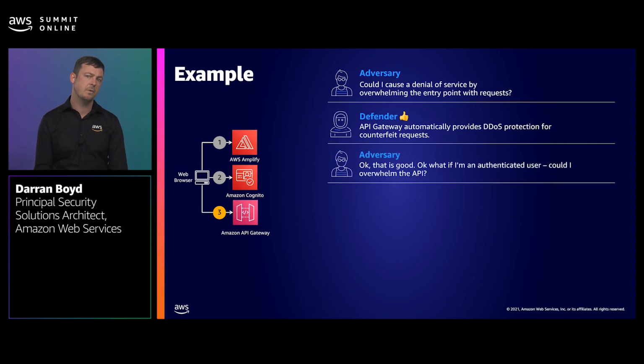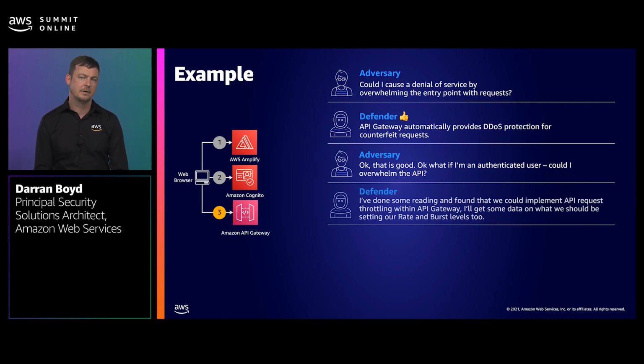The adversary then wonders, what if they're an authenticated user? Could they overwhelm the API and backend instead? The defender persona finds that they could implement API request throttling on Amazon API Gateway, but they would need to determine what levels they would want to throttle it to in terms of both the rate, which is the requests per second, and the burst levels.